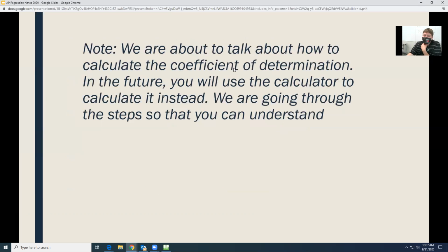All right, we're about to talk about how to calculate the coefficient of determination. When I go through this, please remember that you're using the calculator. None of what I'm about to show you is something I expect you to do in class, but I want you to see what is going on in the background to figure out this number, because for some of us it helps to understand the why and not just the what.